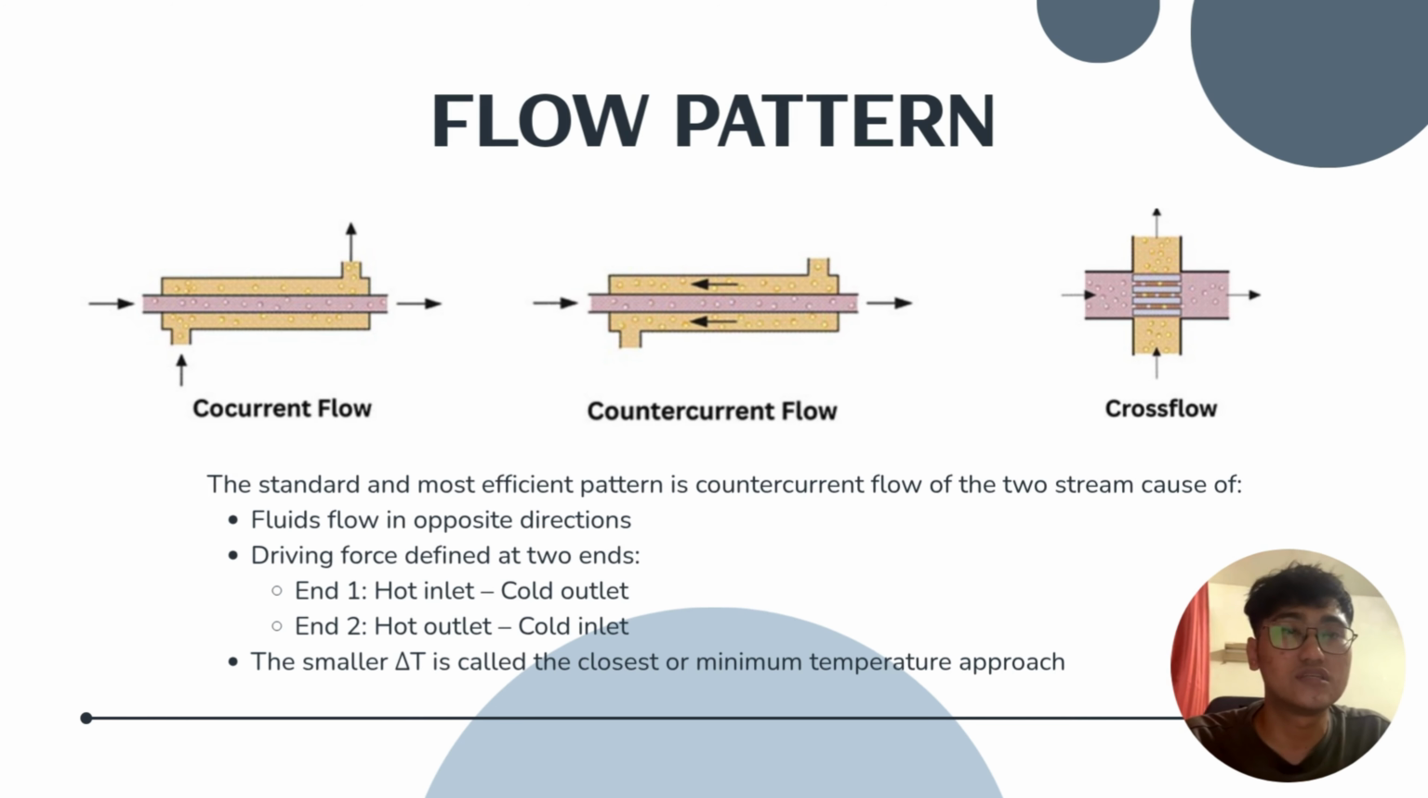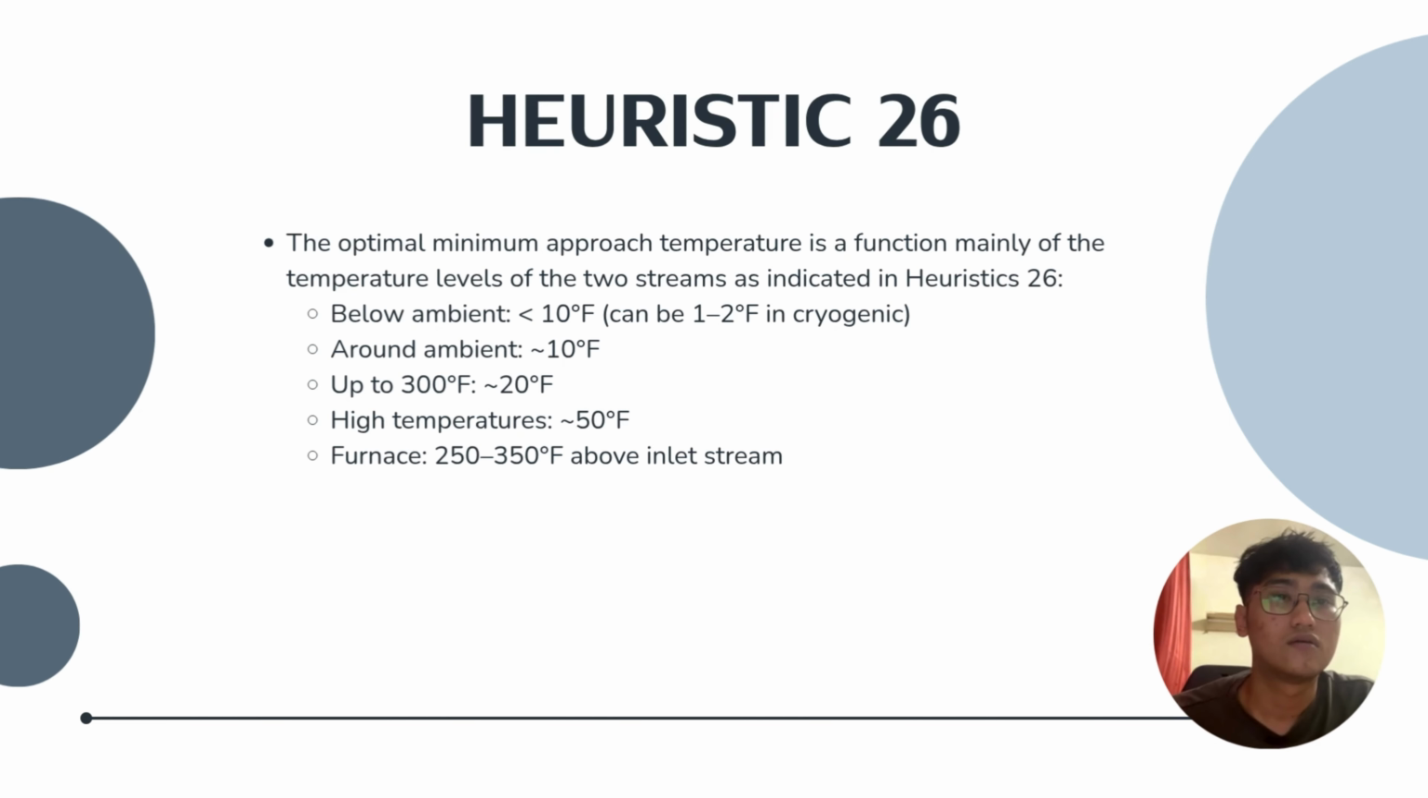The smallest temperature difference within the streams is called the minimum temperature approach. Heuristic 26 is very important for this subtopic. The optimal minimum temperature approach depends on the temperature levels. For example, below ambient, use less than 10 Fahrenheit, and around ambient, up to 300 degrees Fahrenheit, use around 20 Fahrenheit. For high temperature, about 50 Fahrenheit. In a furnace, it uses 250 to 350 degrees Fahrenheit above the inlet stream. This value helps engineers design efficient systems.